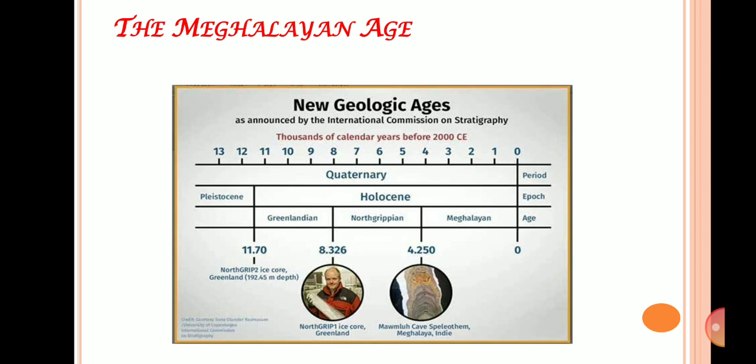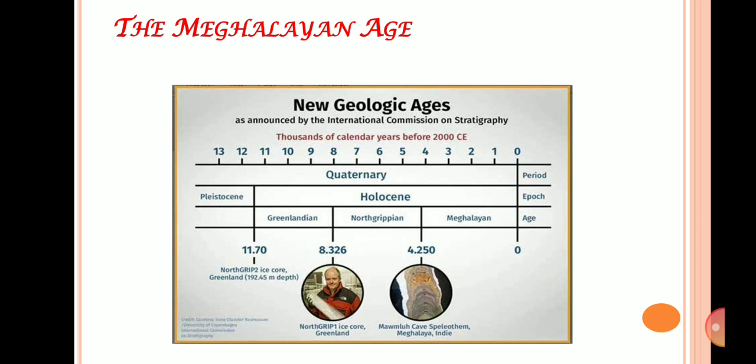The Meghalayan age, the youngest age, runs from 4,200 years ago to the present. It began with a destructive drought whose effect lasted 2 centuries and severely disrupted civilization in Egypt, Greece, Syria, Palestine, Mesopotamia, the Indus Valley and the Yangtze River Valley. It was likely triggered by shifts in ocean and atmospheric circulation.